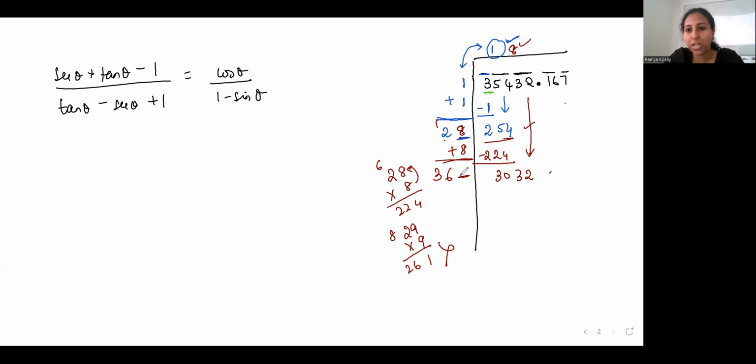I will put a digit here, multiply with that so that the product is less than 3032. So suppose I'm putting 369. 9 nines are 81. 9 sixes are 54. 54 plus 8 will be 62. 9 threes are 27. 27 plus 6 will become 33, which is bigger.